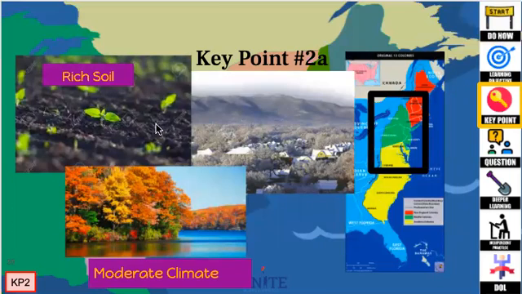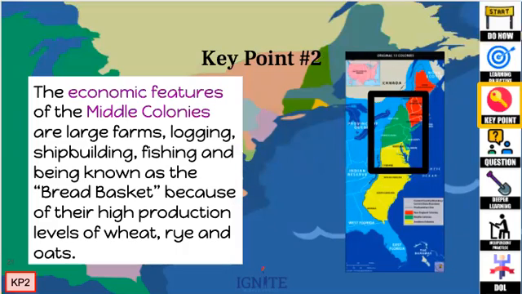They also have much nicer soil for growing crops. They do get snow, but not as drastically as New England does. And they do have a moderate climate that makes for a stronger growing season. Knowing that, we can now infer what the economic features of the middle colonies are. The economic features of the middle colonies are large farms, logging, shipbuilding, fishing, and being known as the breadbasket because of their high production levels of wheat, rye, and oats.